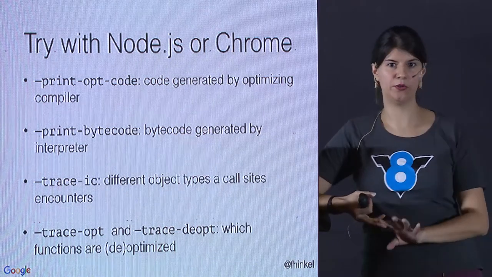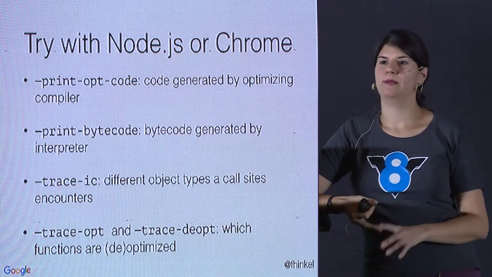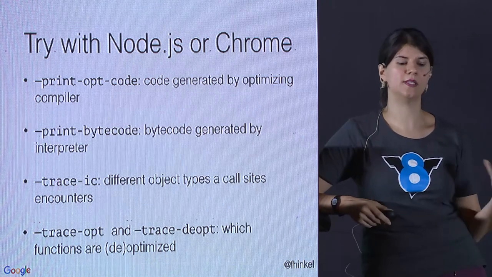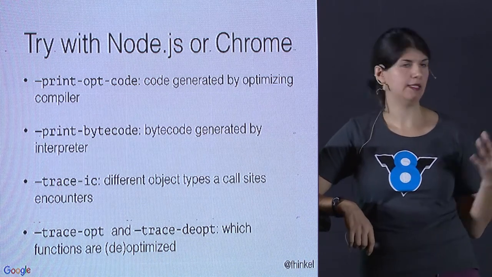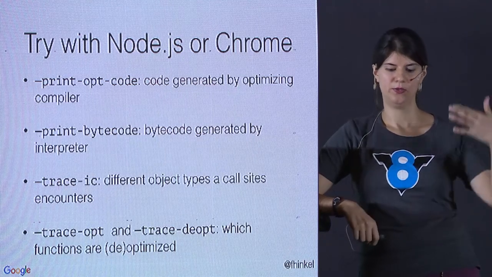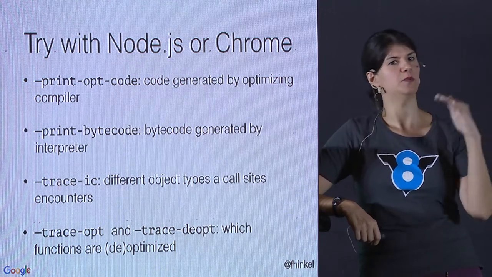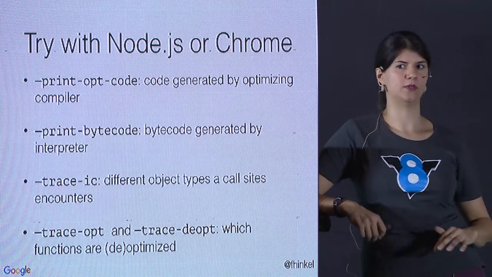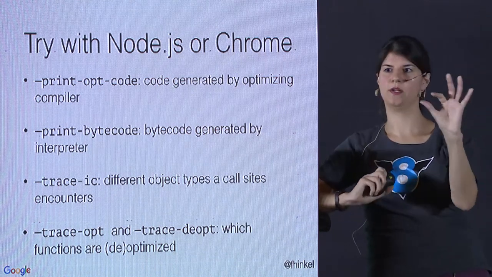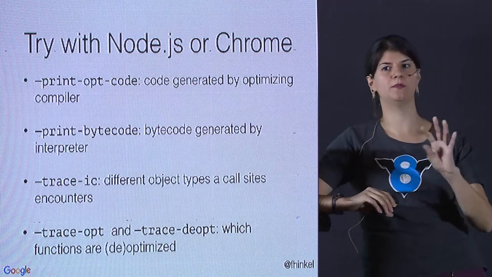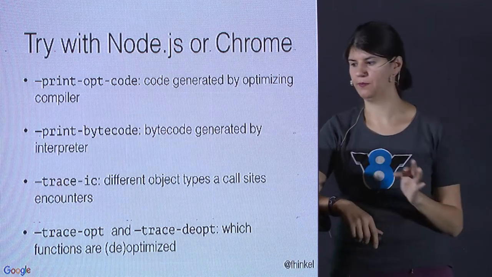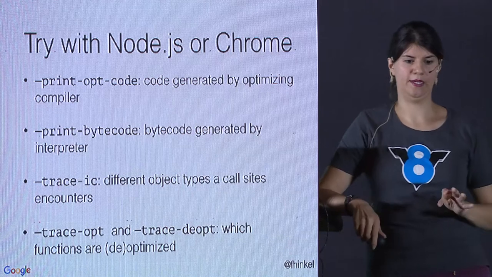You can print the bytecode, I showed you the bytecode. You can, for example, trace IC, so you trace the inline caches to see the different states that they're in. And the last one, I like the last one, trace optimization and trace deoptimizations. When you run that, you see which function is being optimized and when it is deoptimized. So you can follow through and see, oh, I ran this for a while and now it says optimized, and oh, here I changed the input so it had to deoptimize. We bailed out and went back to the left side where it was the baseline compiler. So you can play around with all of that if you want to.